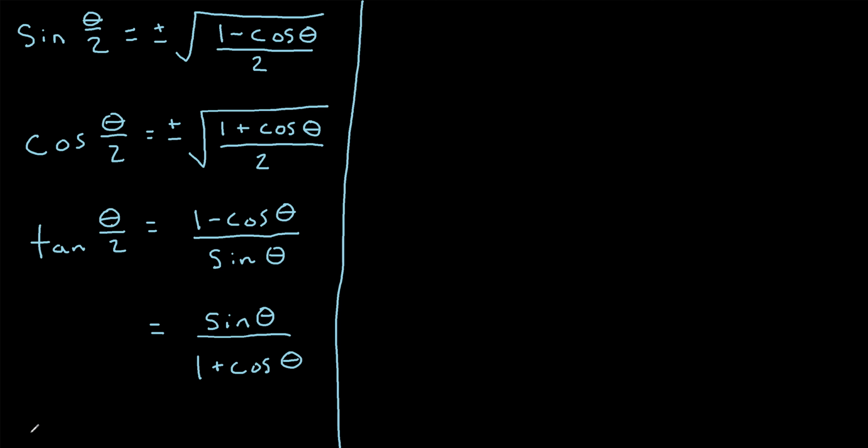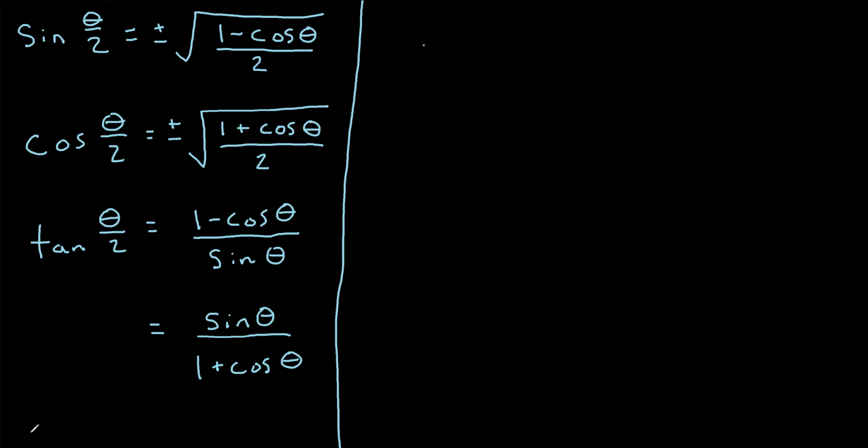And then for the tangent of theta over 2, there's actually two equivalent half-angle formulas. The first is 1 minus cosine of theta divided by sine theta, and the other is sine theta divided by 1 plus cosine of theta. So let's work through a few examples of how to use these formulas in practice.